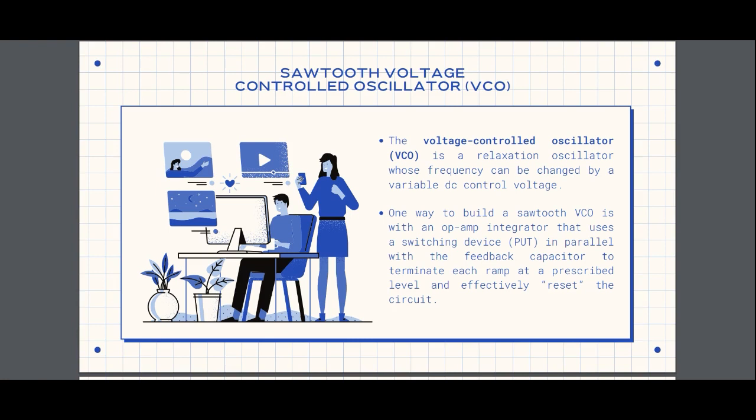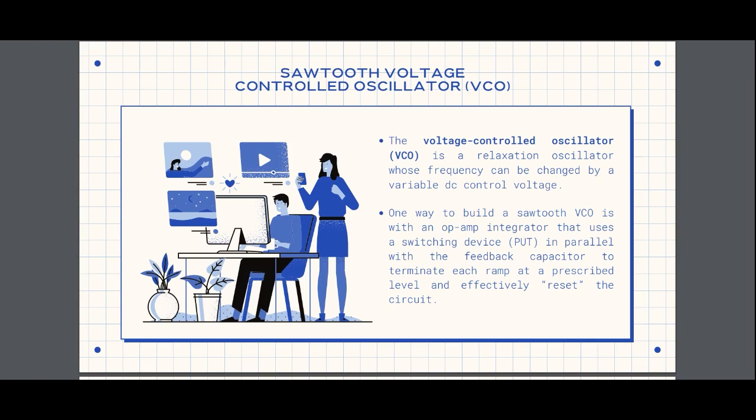One way to build the sawtooth VCO is with an op-amp integrator that uses a switching device, a PUT, in parallel with a feedback capacitor. So the PUT is a programmable unijunction transistor with an anode, a cathode, and a gate terminal.